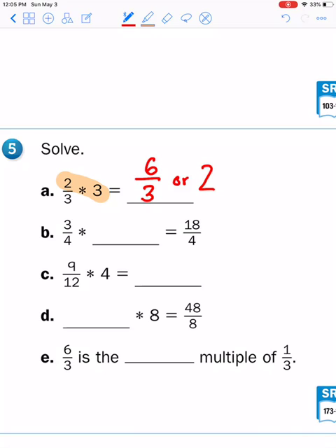Okay, let's look here. What whole number times 3/4 would give us 18/4? Well, what times 3 gives you 18? Well, I know 6 times 3 gives us 18. Okay, 9/12 times 4. So 4 times 9 is 36/12, which also could be written as the whole number 3.